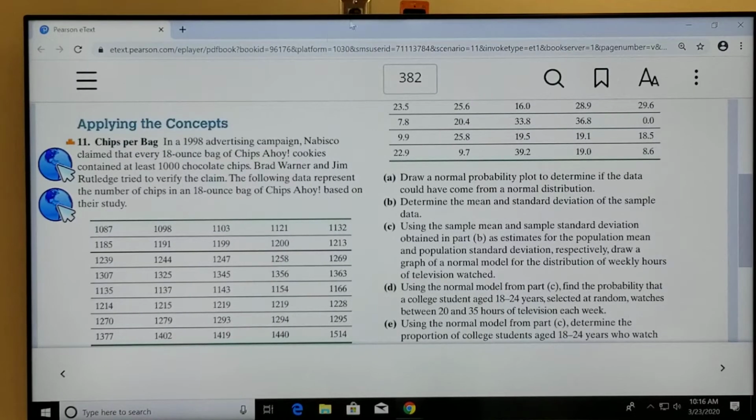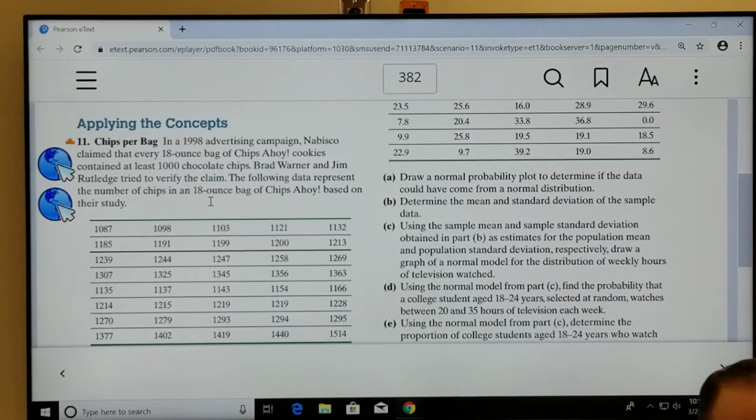So 7.3, number 11. It says, in a 1998 advertising campaign, Nabisco claimed that every 18-ounce bag of Chips Ahoy cookies contained at least 1,000 chocolate chips. Brad Warner and Jim Rutledge tried to verify the claim. We kind of looked at this example when we were discussing standard deviation. No, we were looking at Subway and Quiznos, weren't we? We weren't looking at Chips Ahoy, but anyway.